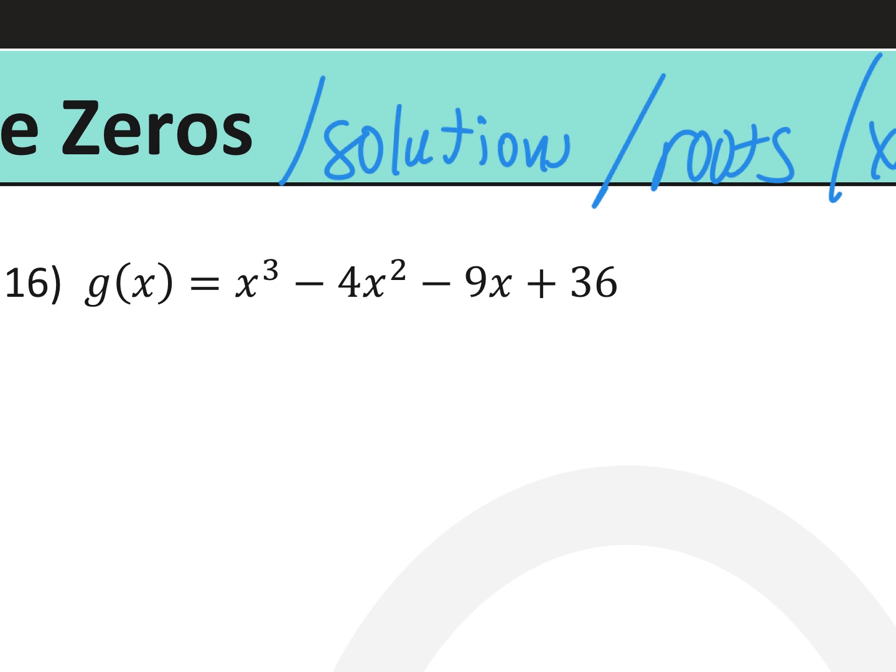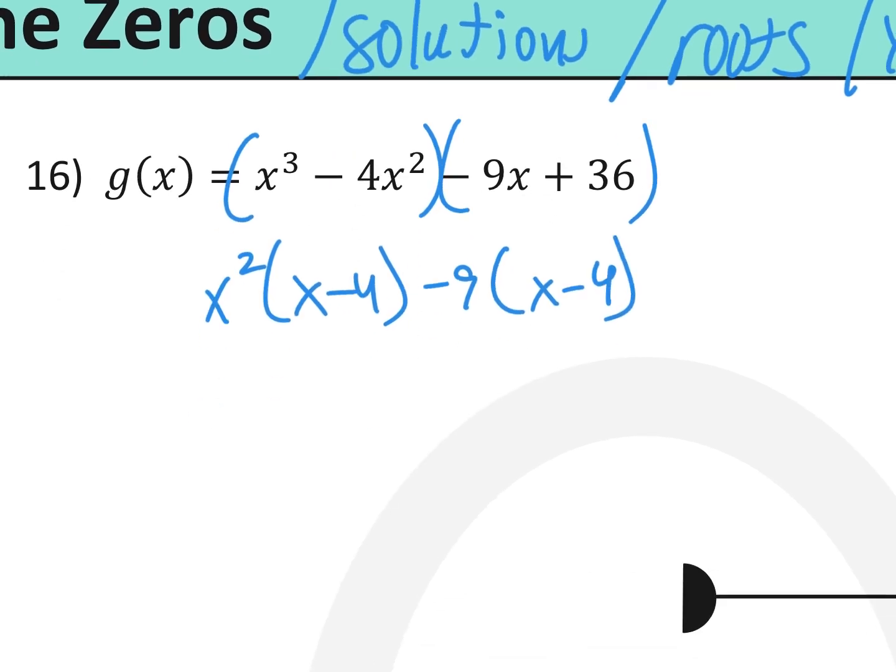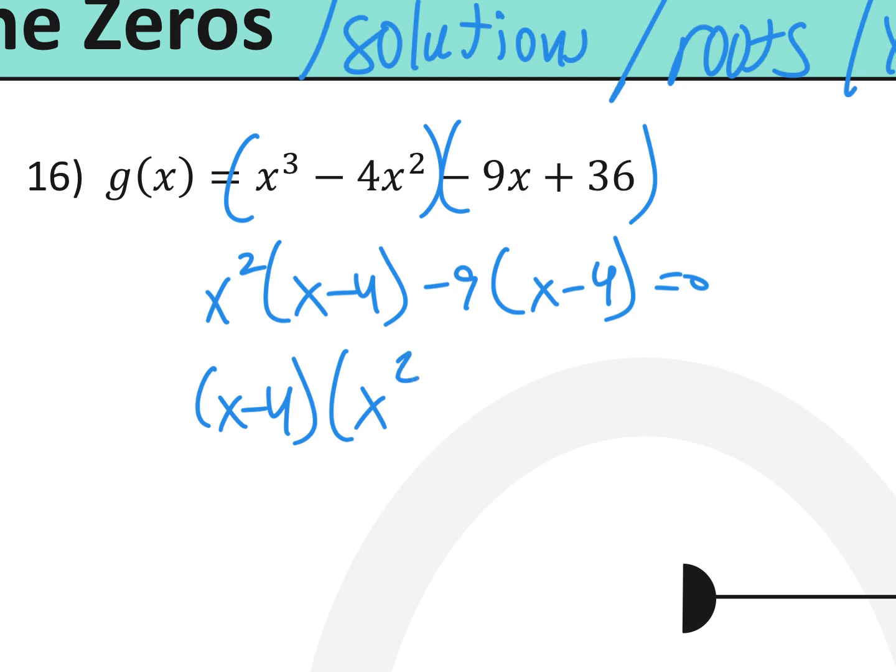What do I have here? How many terms? 4. All right, so let's try and group it. Can I group? Okay, so I'm left with x squared. I take out the x squared, I'm left with x minus 4. And then I take out a negative 9, I'm left with x minus 4. You guys agree? Okay. So x minus 4, and then x squared minus 9.